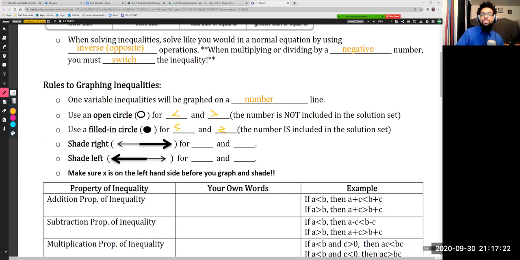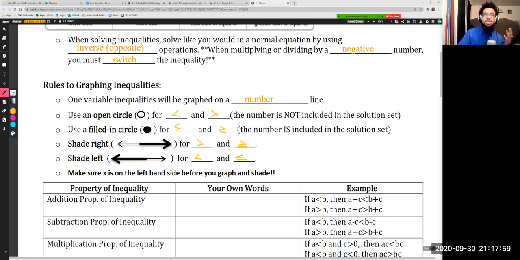When we go to shade the number line portion to finish graphing, excuse me, we're going to shade to the right, shade from the number to the right, for anything that's going to be greater than and greater than or equal to. And we shade to the left for solutions that are going to be less than and less than or equal to. Oh, I did those backwards, excuse me. They're going to be less than and less than or equal to.